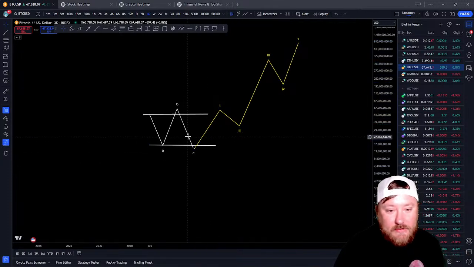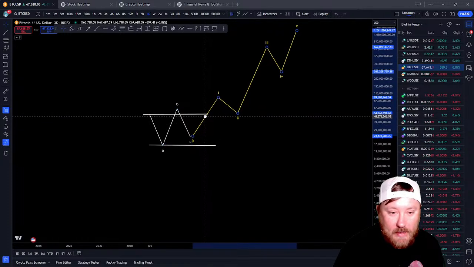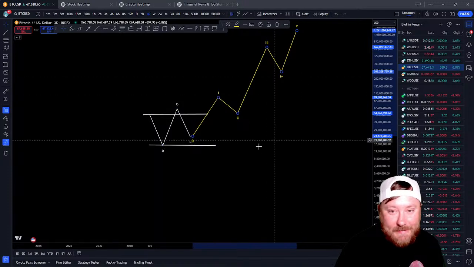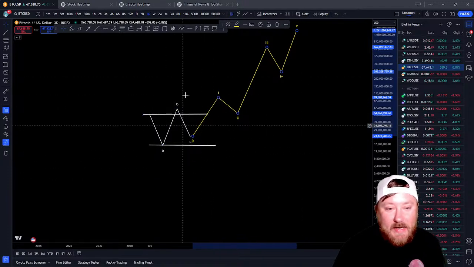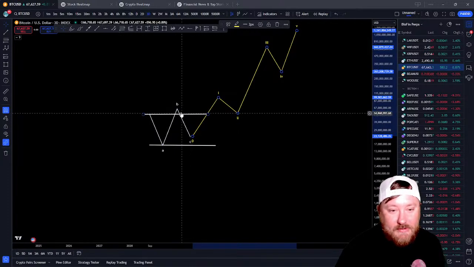Running flat, we're leaving the ground running, right? We're not coming back down and tapping this. And this tends to be a pretty bullish one right here. The running flat is pretty bullish to me.